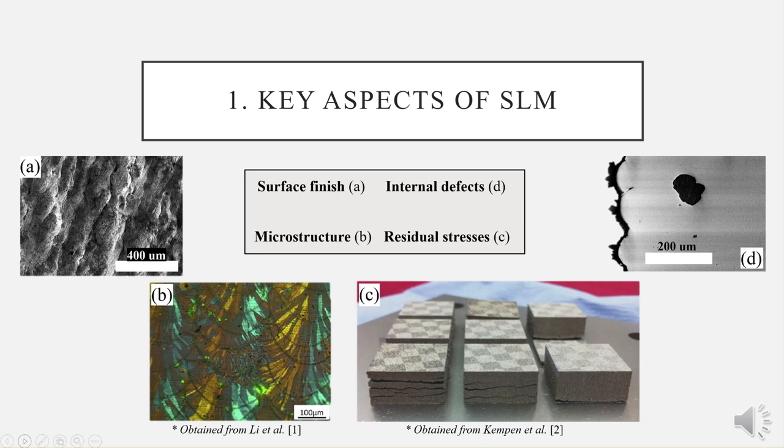Second, the high cooling and solidification rates that take place during selective laser melting fabrication give rise to the appearance of very fine microstructural patterns, usually following the melt pool shape, as observed in Figure B, resulting in a very particular grain structure which is quite different from the one produced with any other manufacturing method.